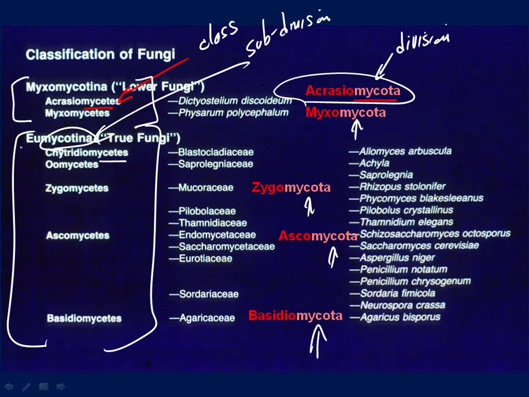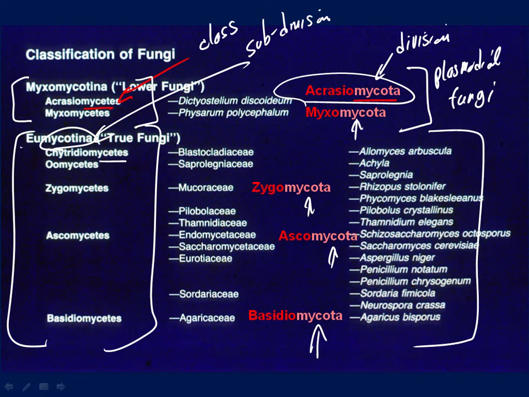Or we might call these guys here the plasmodial. And all of these guys down here, the filamentous, or the filaments are called hyphae. I will explain that term in a second. The hyphal fungi. The plasmodial fungi, and the filamentous or hyphal fungi are our two big groups. And we see that on the left represented at the subdivision level, the Eumycotina and the Myxomycotina.